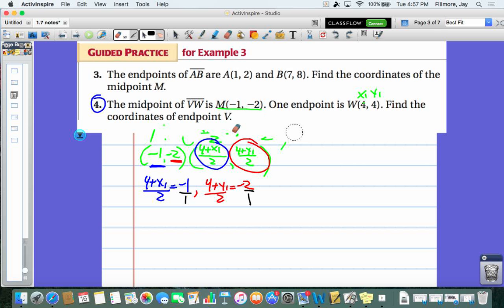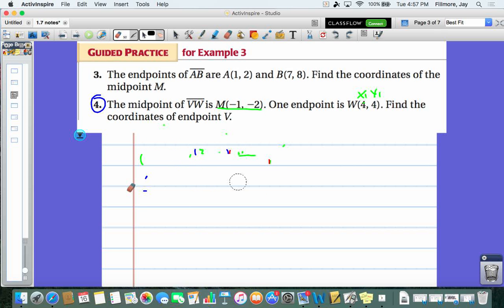So here's the way that you're really going to like. M is the midpoint, and I'm going to put it in the middle. One of my endpoints in VW is W at (4, 4). I'm going to put that one over here.